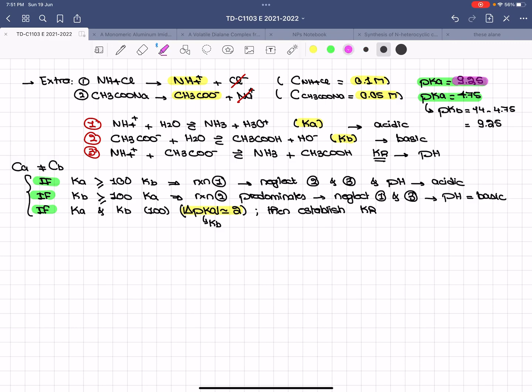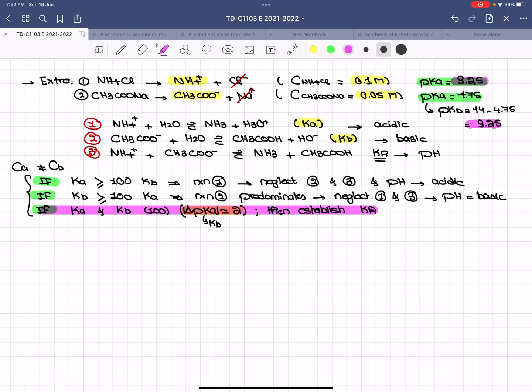Look. They have the same strength of acid and base. Meaning the acid is considered as strong as the base, because the Ka measures the strength of the acid, Kb measures the strength of the base. They have the same strength, okay, and different concentrations. This is when you go to the third option.